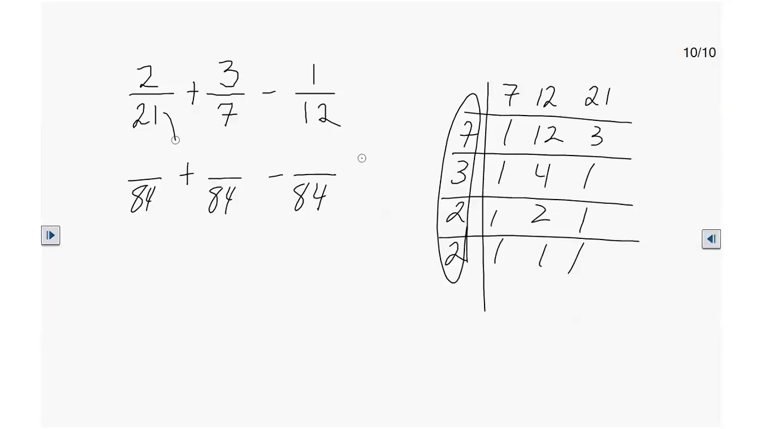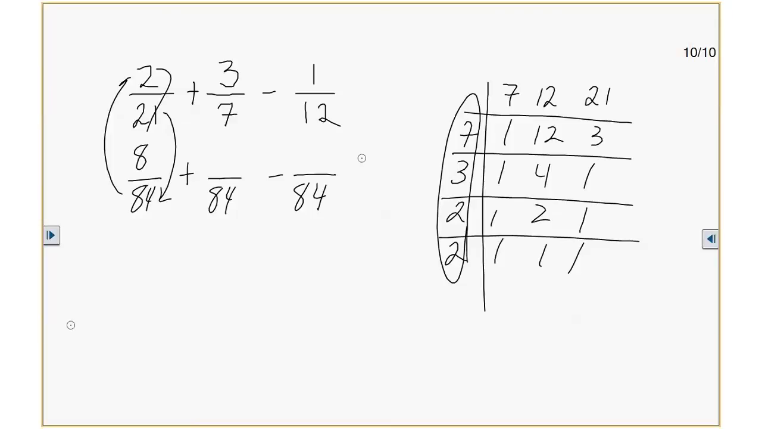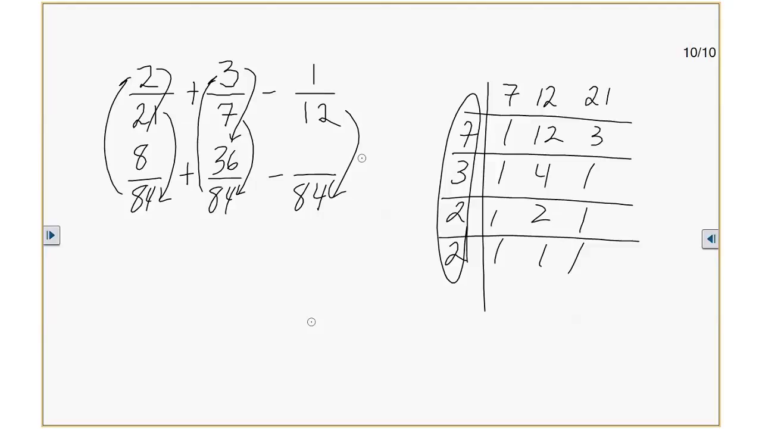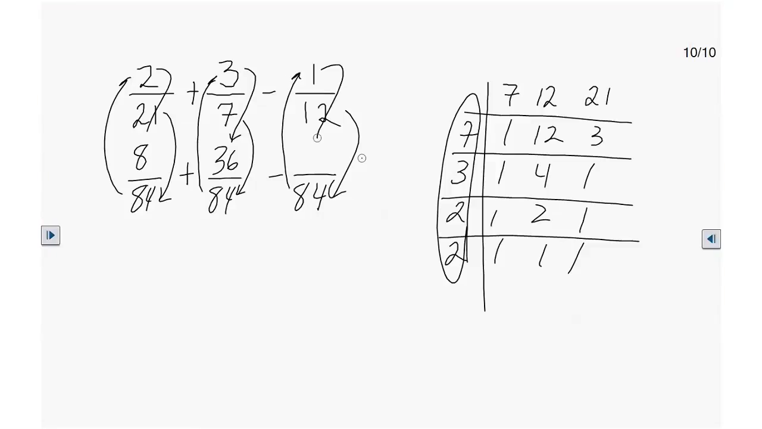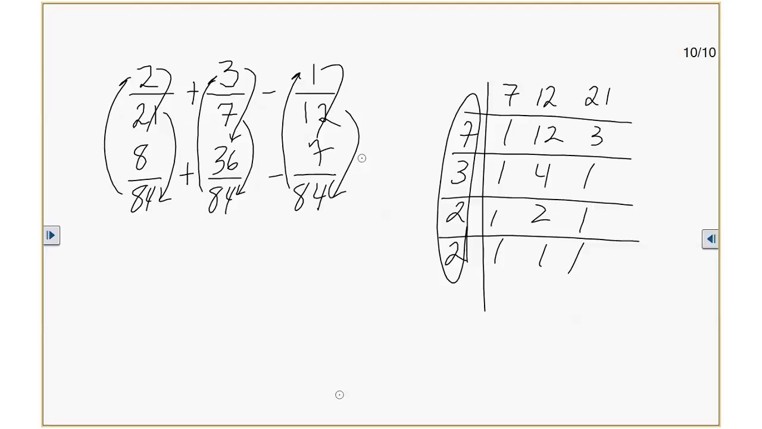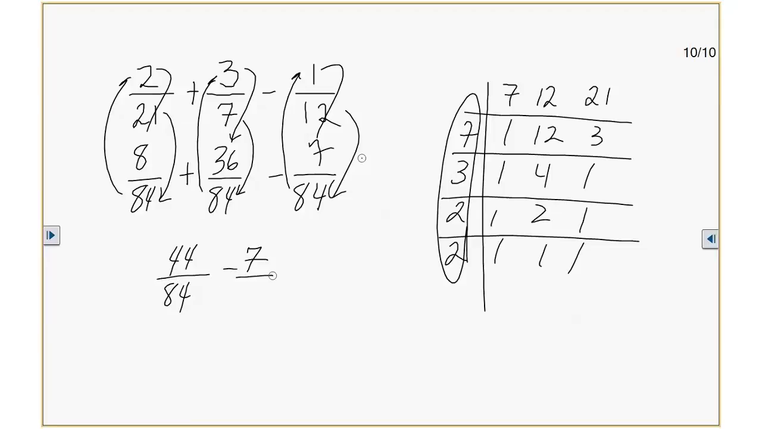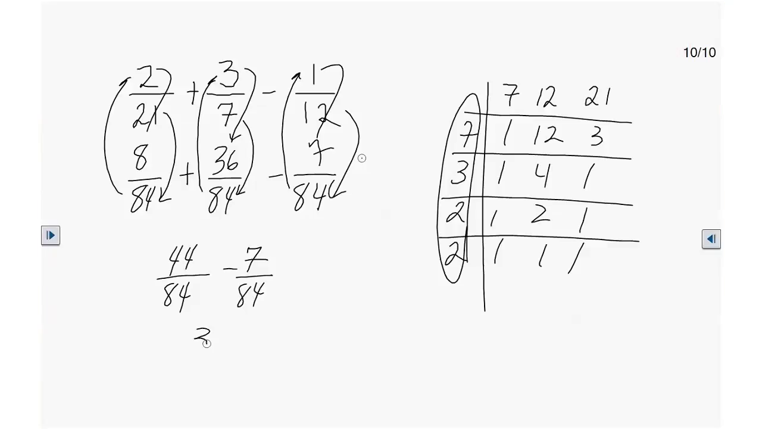All right, so 21 will go in there, what, four times? 4 times 2 is 8. How many times will 7 go into 84? We have no clue. So we'll go over here, cover up 7. 12 times. 12 times 3 is 36. 12 will go into 84. Take the 12 out. 4 times 3, 7 times. 7 times 1. 36 plus 8 is 44. 44 over 84 minus 7 over 84. That's 37 over 84. Somebody check me.